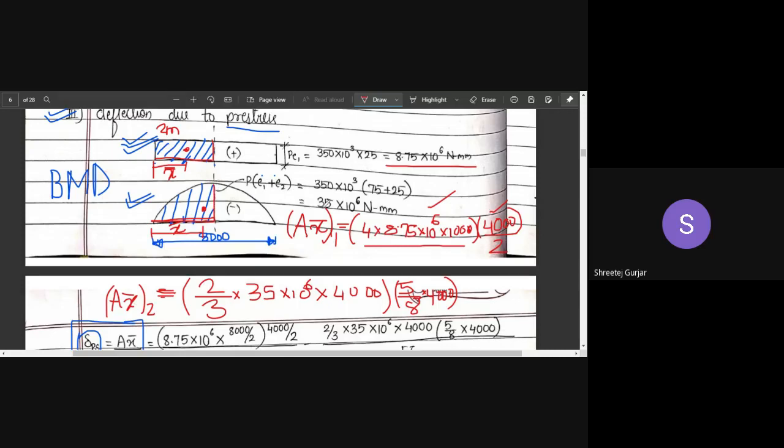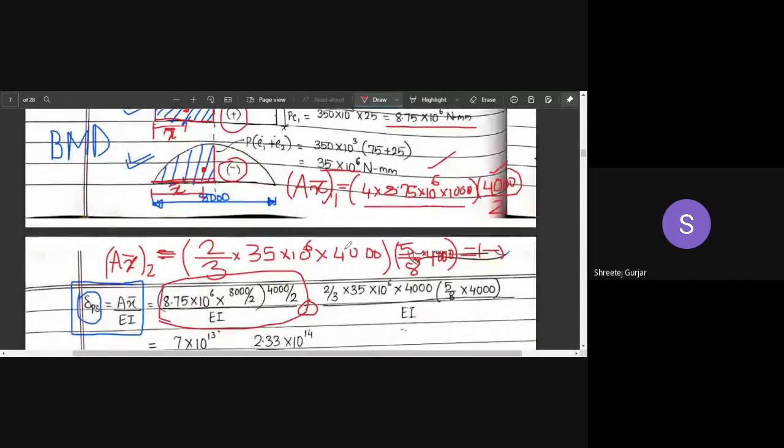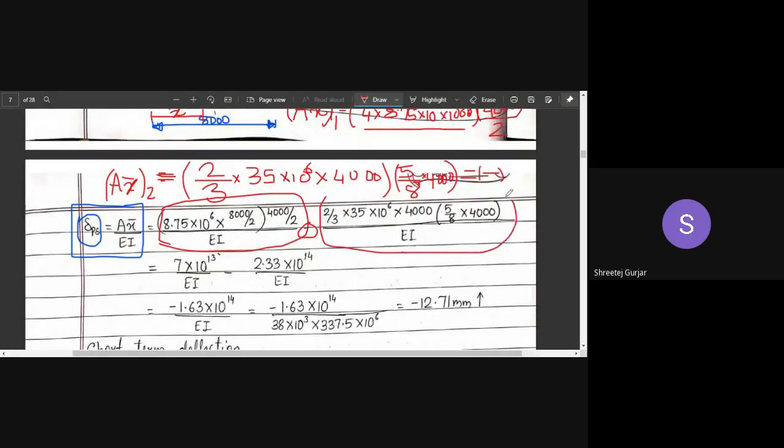Height is what? 35 into 10 power 6. So we have written for second area, for first area. So this area is considered to be positive because it is positive, and this area, whatever value you simplify, after simplification, that value you have to write as negative, because this BMD is negative. So that is what we have written over here. So this is A1 minus, because the second BMD is negative, minus this total area.